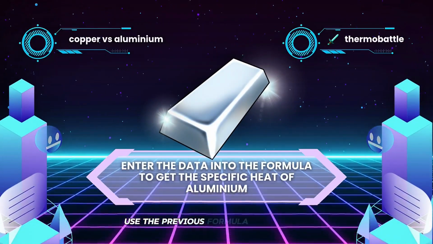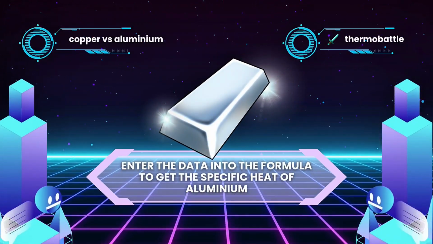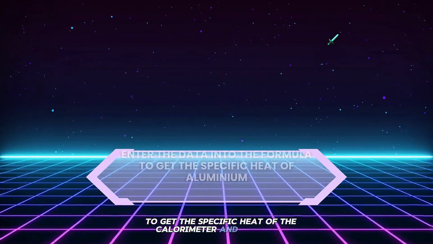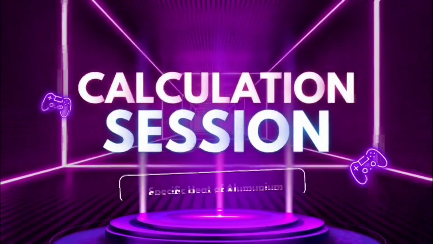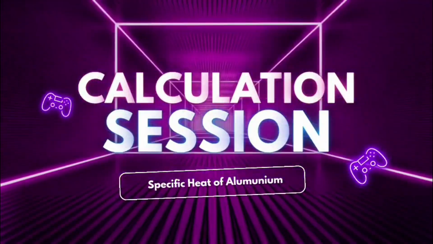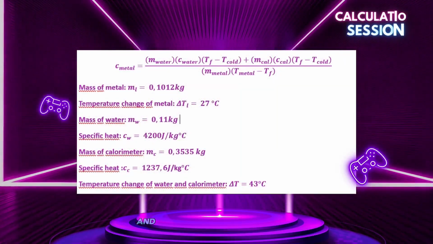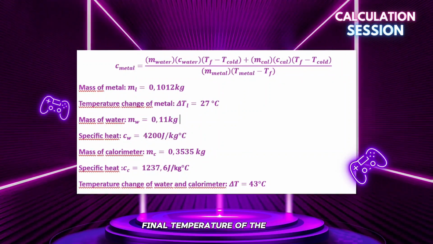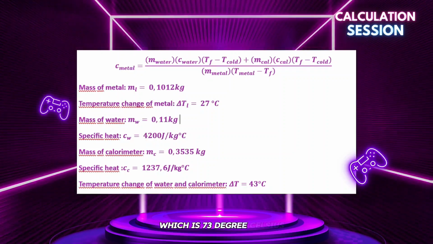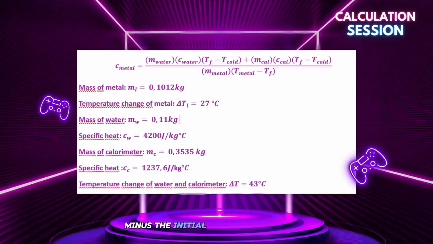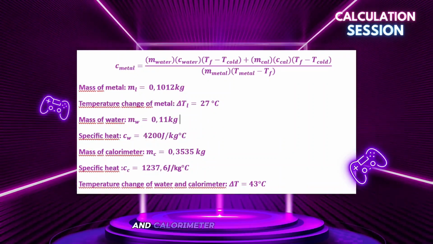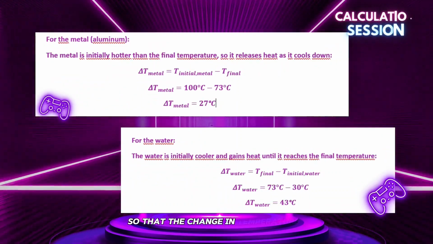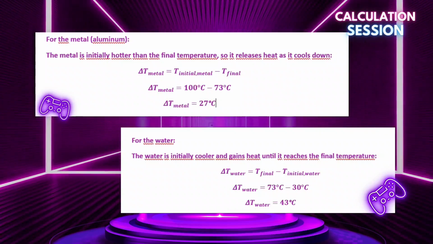Reuse the previous formula that we have obtained. Enter the data into the formula to get the specific heat of the calorimeter and aluminum. Calculating the specific heat of aluminum. And then we also calculate the final temperature of the system, which is 73 degrees Celsius minus the initial temperature of water and calorimeter, 30 degrees Celsius, so that the change in temperature of water and calorimeter is 43 degrees Celsius.